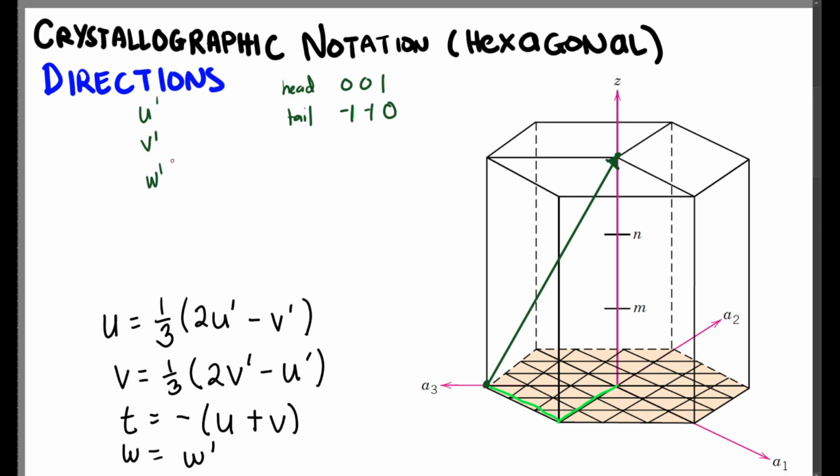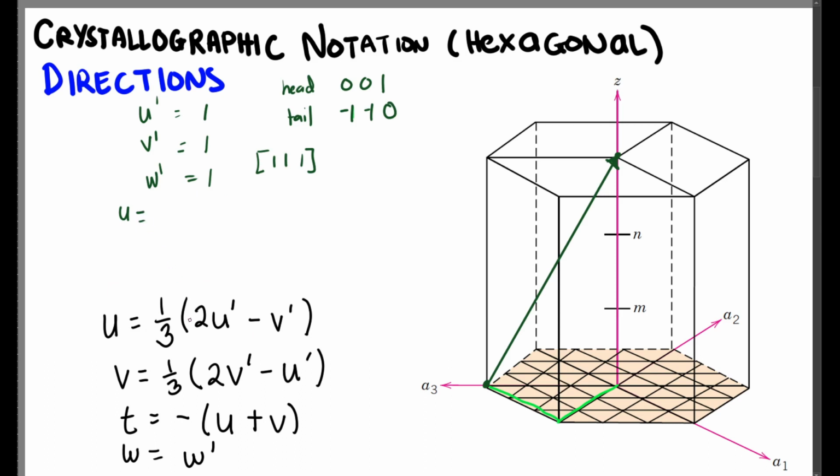So to get u prime, v prime, and w prime, just use the head minus tail. So head minus tail, 0 minus negative 1, we have 1. Head minus tail, for v, 0 minus negative 1, we have 1. And for w prime, 1 minus 0, we have 1. So in the 3-coordinate system, this is 1, 1, 1. So now we convert this to UVTW using these conversion formulas.